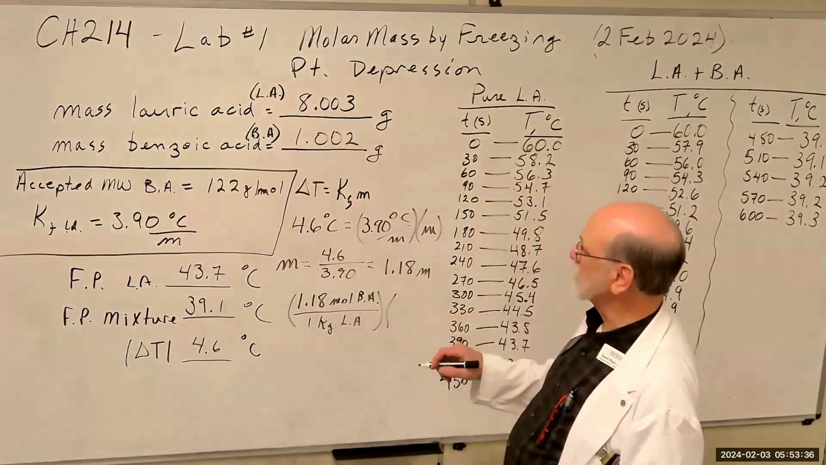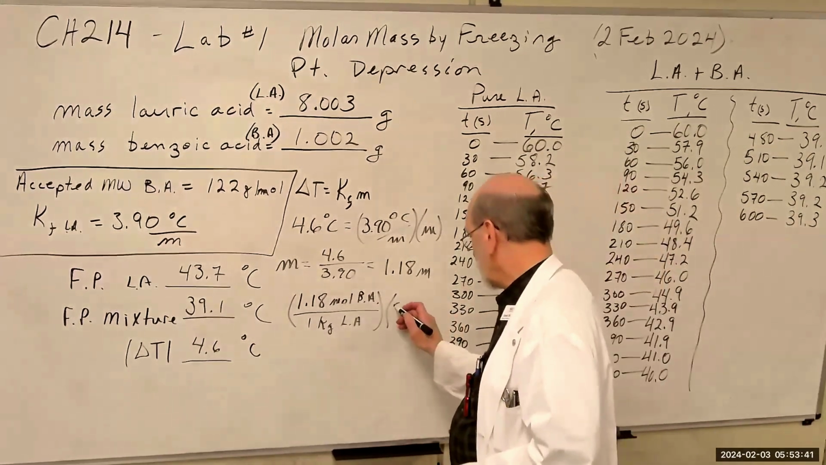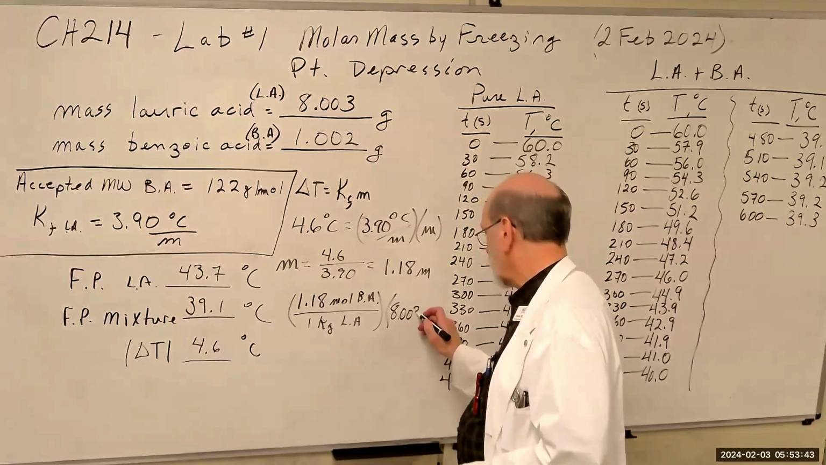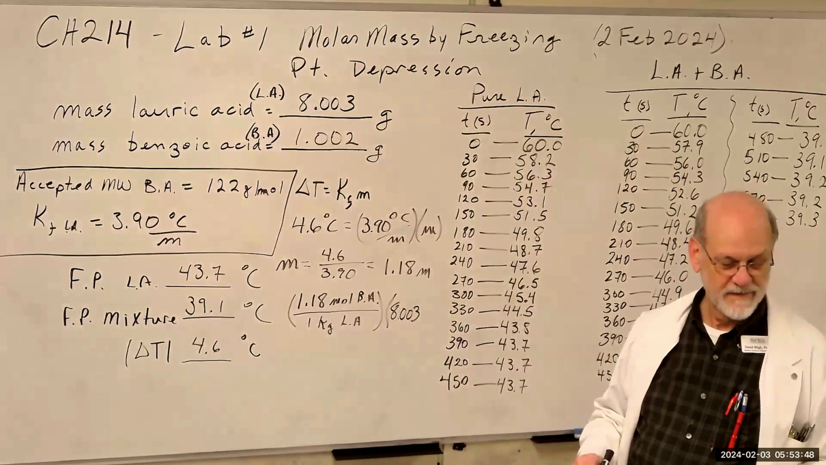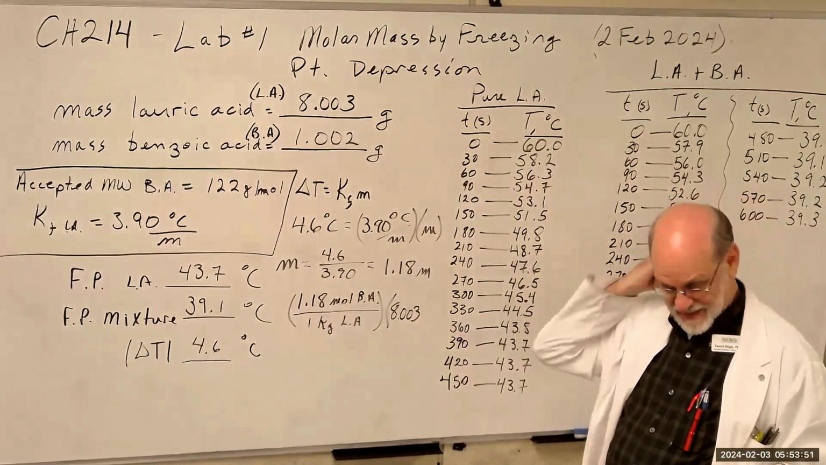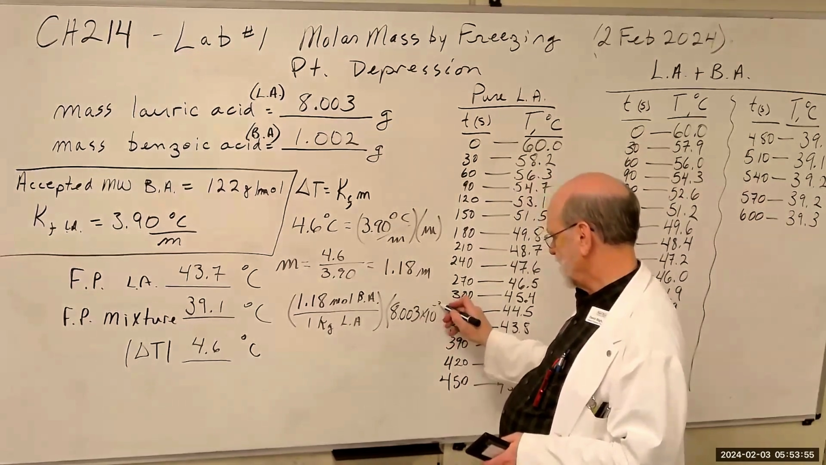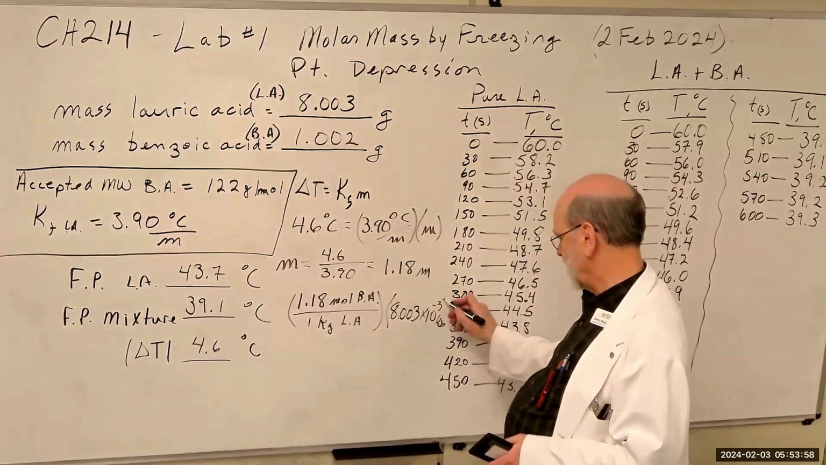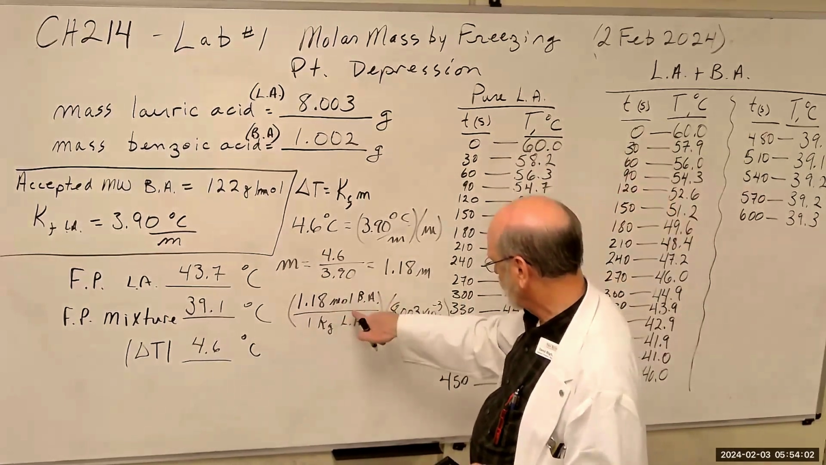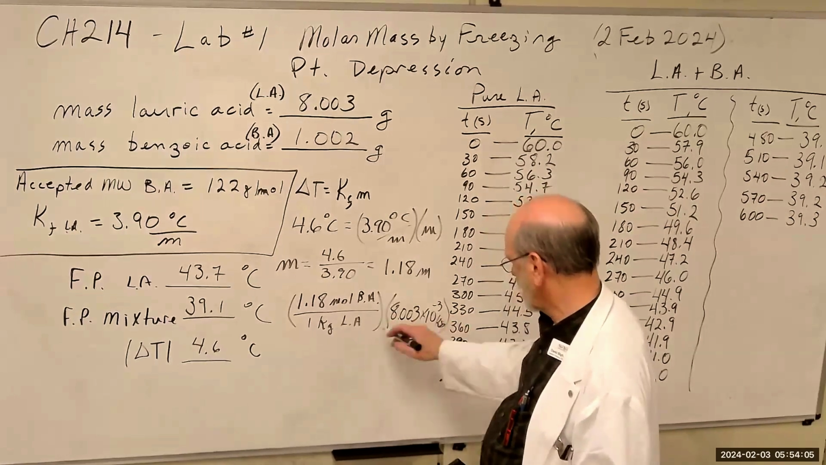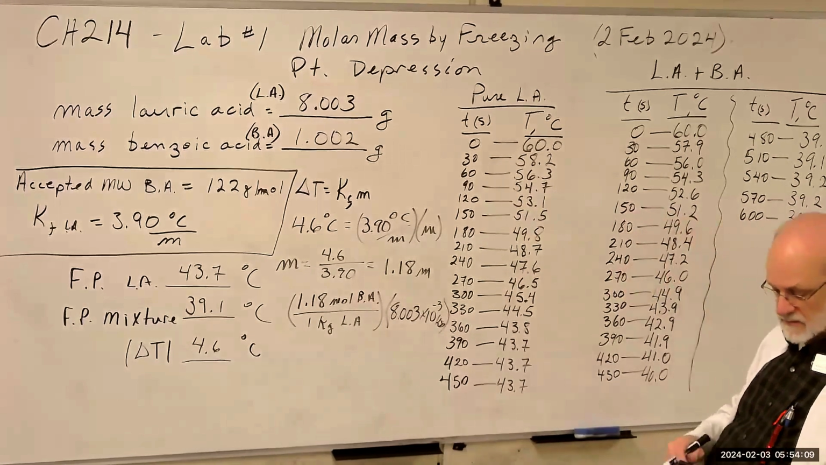Because 8.003 grams is how many kilograms? 0.008003, times 10 to the negative 3. So if we multiply that times that, we cancel the lauric acid kilograms and we get moles of benzoic acid.